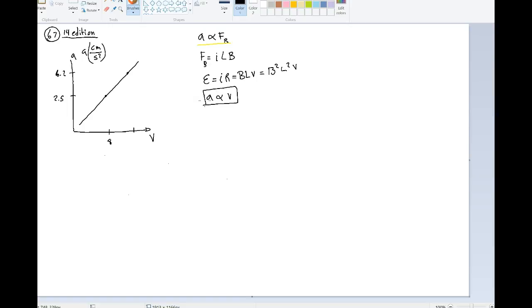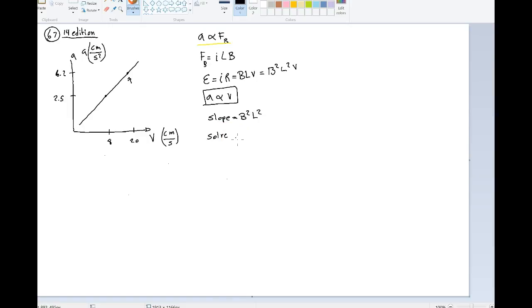Also, they gave you the length of the bar, right? So if you took the slope of this, the slope will be equal to B squared L squared over R, right? Agreed? Okay, so you can find the slope of this, set it equal to B squared L squared over R. They gave you L, right? You know the length of the bar. So that way, the only unknown is B. You can solve for B. So you can figure out the magnetic field. That makes sense? So I think that's what they were getting at in part A.